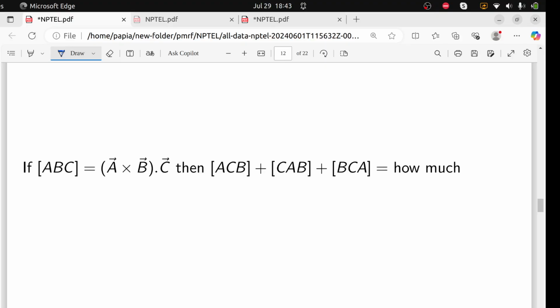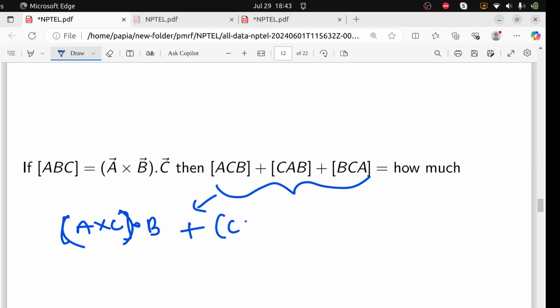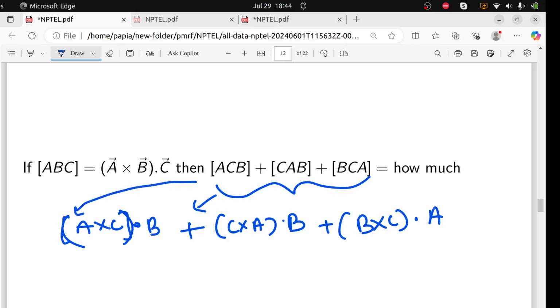Okay. Yeah, you can see this question again. [A, B, C] is A cross B dot C. Then how much is this? Now maybe you can also answer this question. Let me first expand this one. This will be A cross C dot B plus C cross A dot B plus B cross C dot A. Right? So this is going to be expanded as these things.